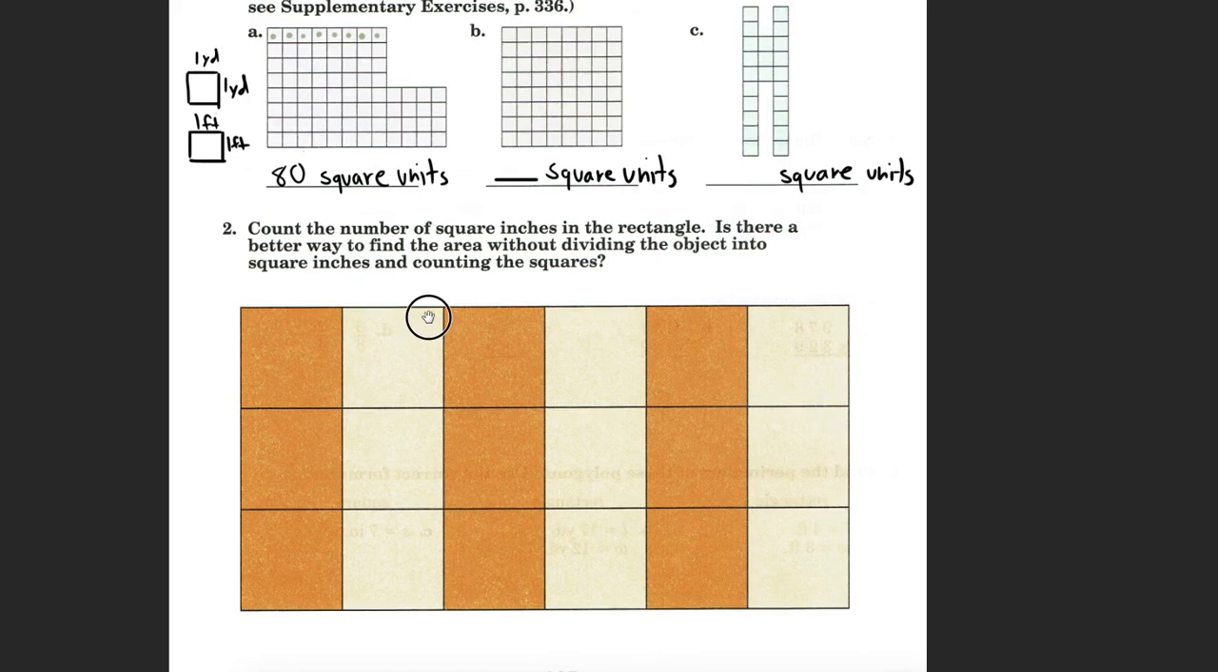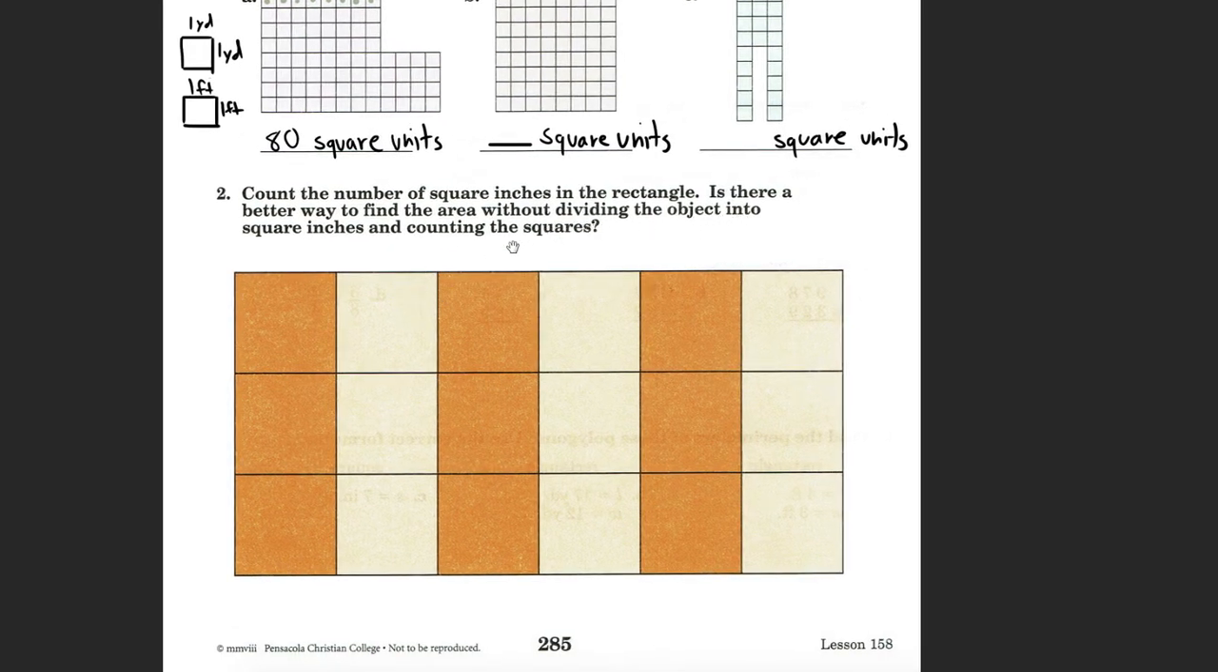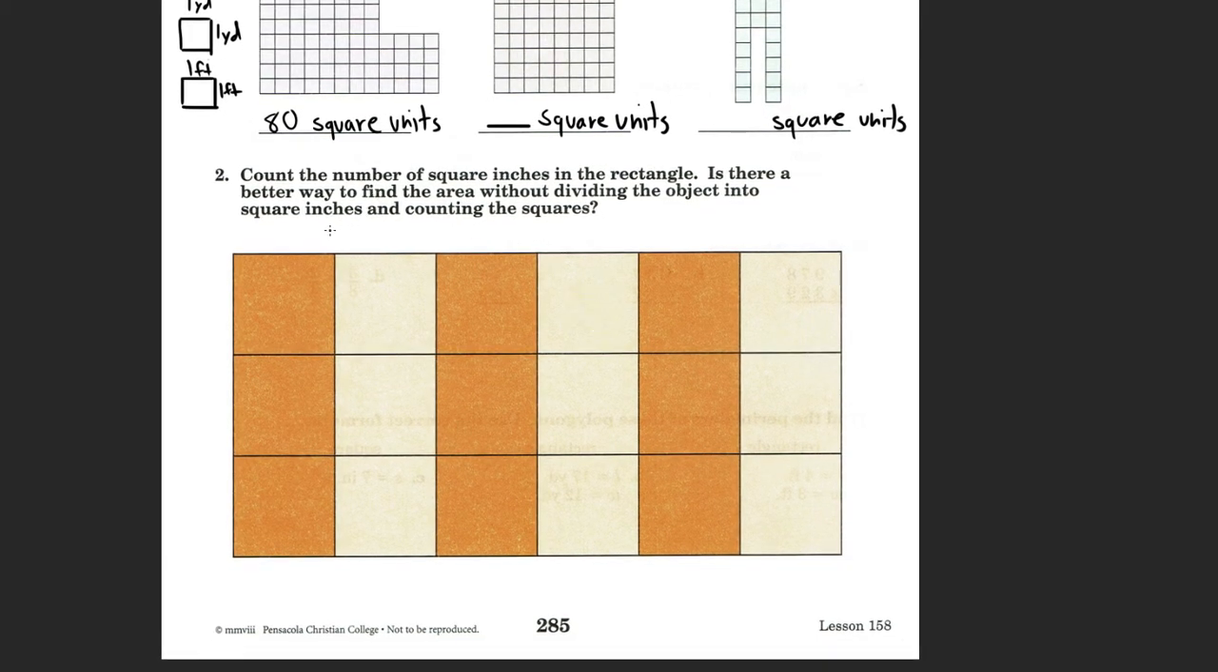Is there a better way to find the area without dividing the object into square inches and counting the squares? Of course, yes. So we would count up all the squares, and your answer needs to be in square inches. So whatever number you counted, write square inches next to it. And is there a better way to do this instead of counting each square? Of course, right? I just taught you guys.